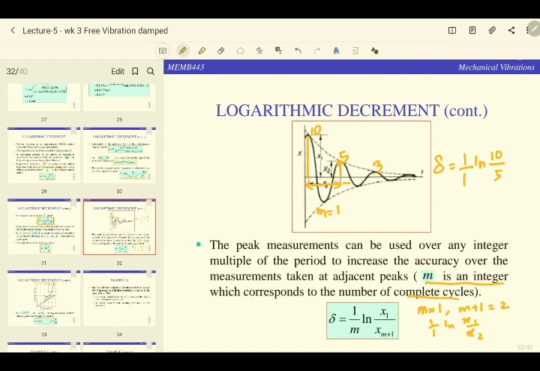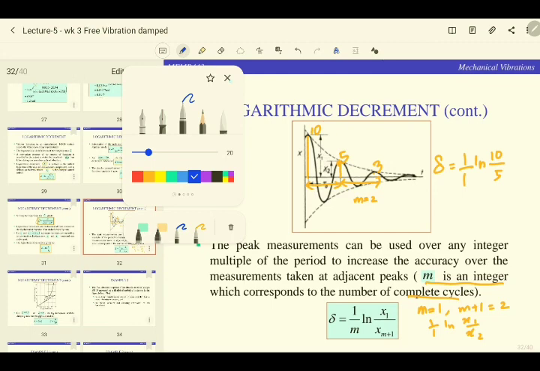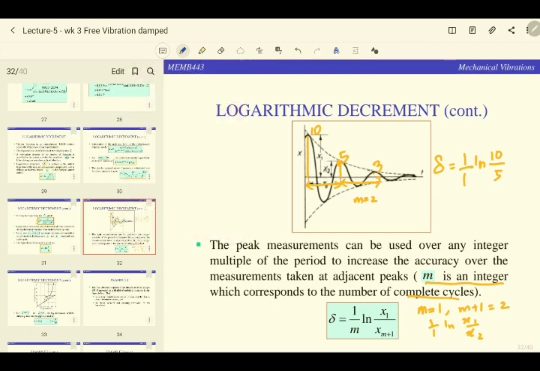So how many cycles do I have here? From 10 to 3, I have m equals 2. Alright, so let's say I erase this. Now from 10 to 3, you have 1 cycle, 2 cycles, isn't it? Let me just change the color. From here to here, my m equals 2. So in this case, my delta is equal to 1 over 2.